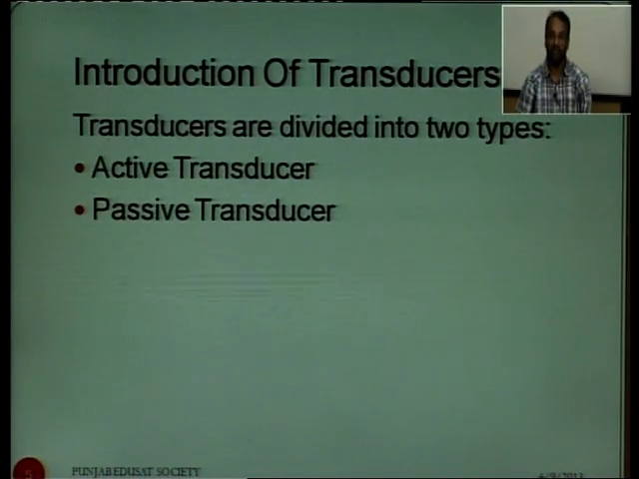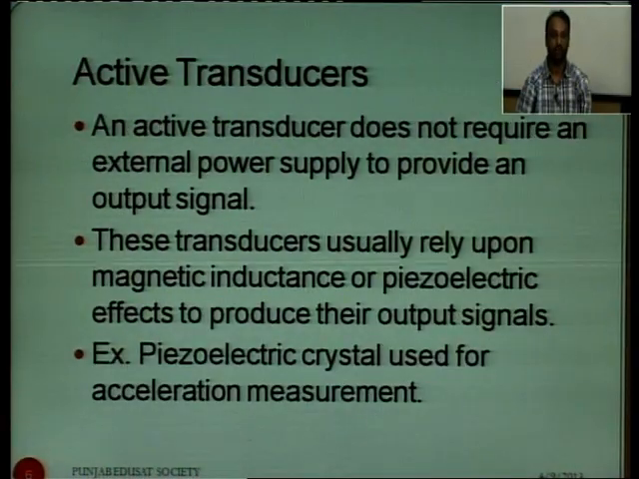So, according to the energy required, there are two types of transducers. First is active transducers and second is passive transducers. Active transducers are those which do not require an external power supply to provide an output signal. These transducers usually rely upon magnetic inductance or the piezoelectric effect to produce their output signals. That means they do not require any external source, and they rely upon the magnetic inductance effect or piezoelectric effect to produce output signals.